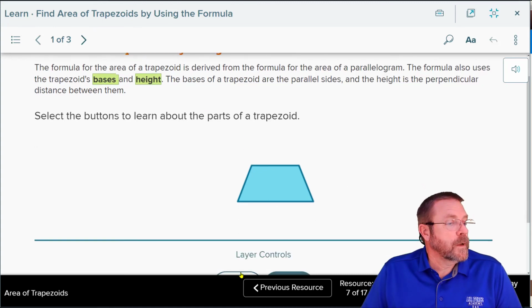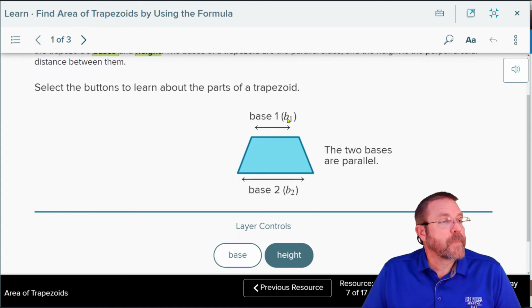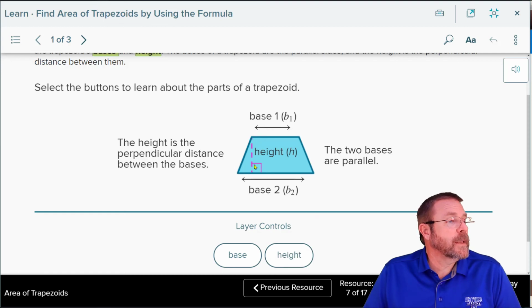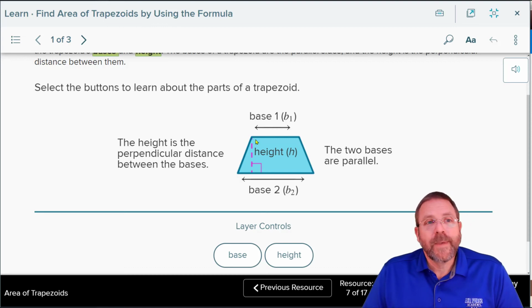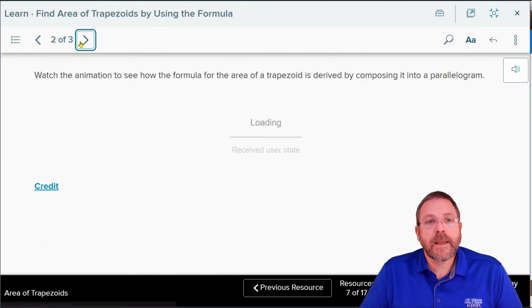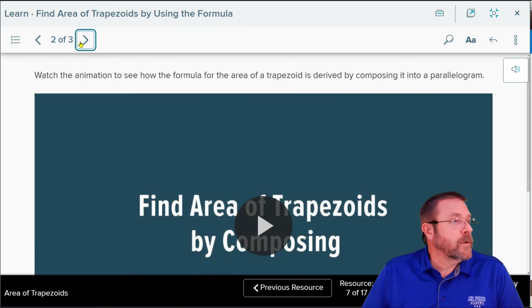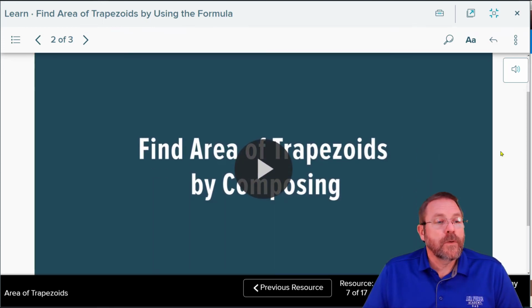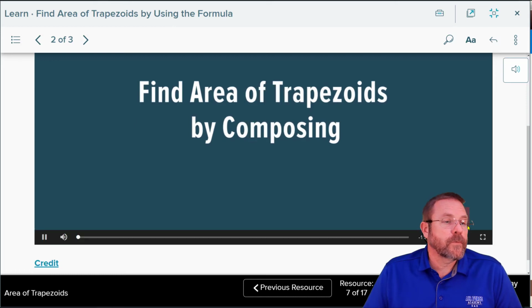So what are we going to look at here? Well, the bases, you've got base sub 1 and base sub 2. That's how you say it when you have that little number there. So you've got two parallel bases, base sub 1 and base sub 2, and you have a height, with the height being the distance between the two parallel bases. Remember, your base and your height always meet at right angles. From there, we get to have a whole other video about how to solve these problems.